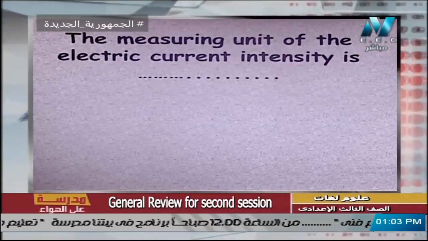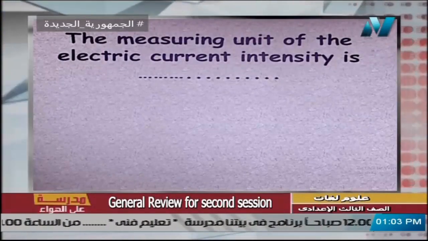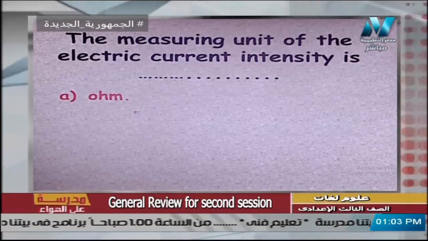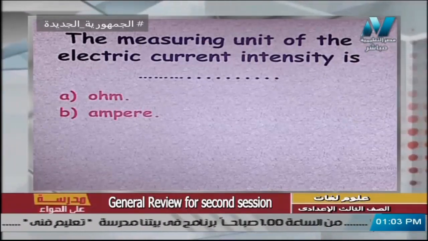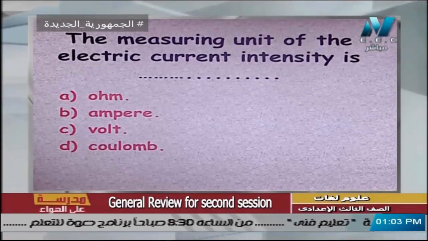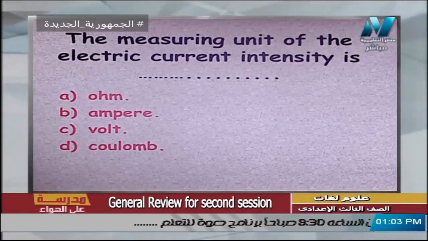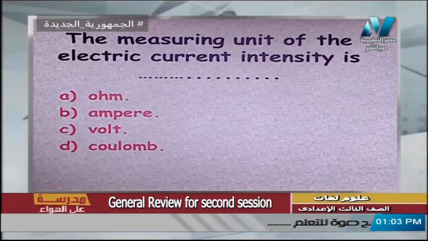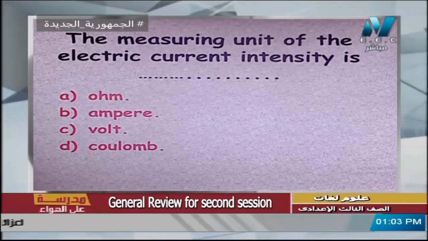The measuring unit of the electric current intensity is what? Ohm, ampere, volt, coulomb. The measuring unit of the electric current intensity, sure it will be ampere. Ampere is the measuring unit of the current intensity.